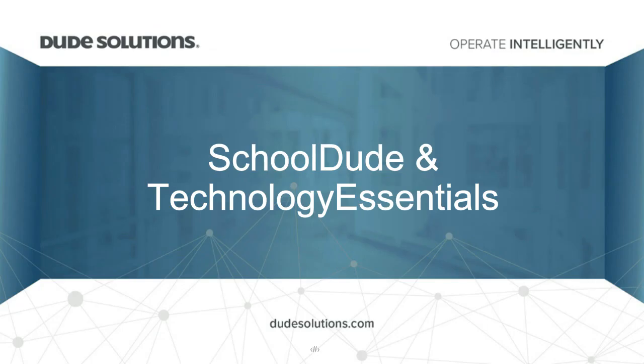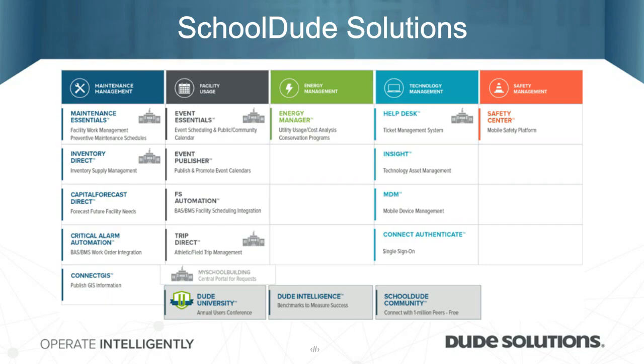All right, so I have a slide that covers all of our products, and then we'll dive really quickly into Technology Essentials, and then we'll have a Q&A at the end, in just a few moments. So just a quick background about our product offerings. We obviously have technology management solutions. We just rolled out a new help desk. We have an asset management solution, which we'll cover in more detail, as well as an MDM and a single sign-on solution that works with all of our products.